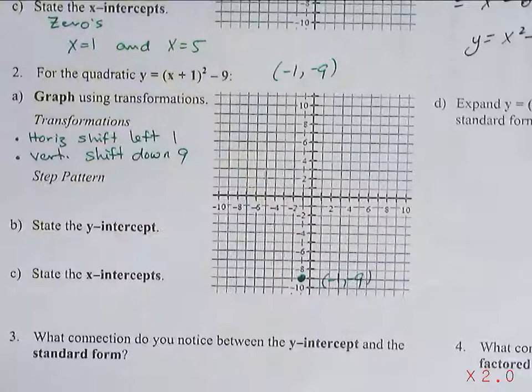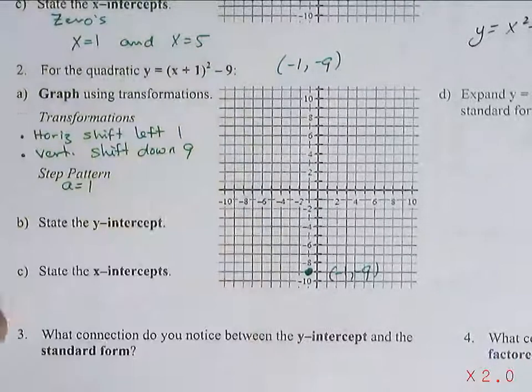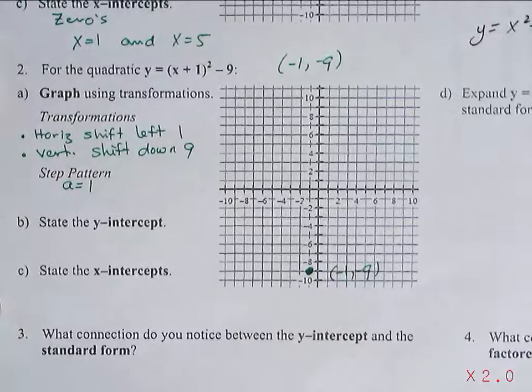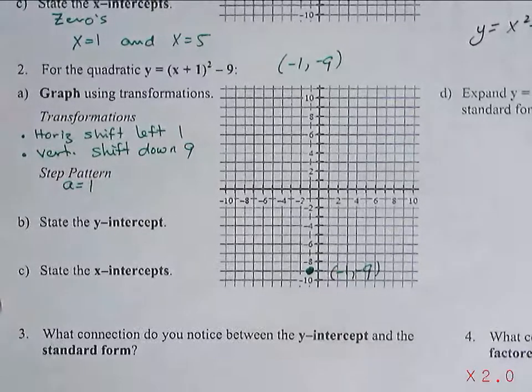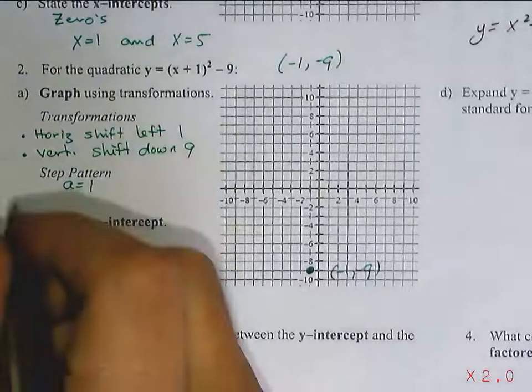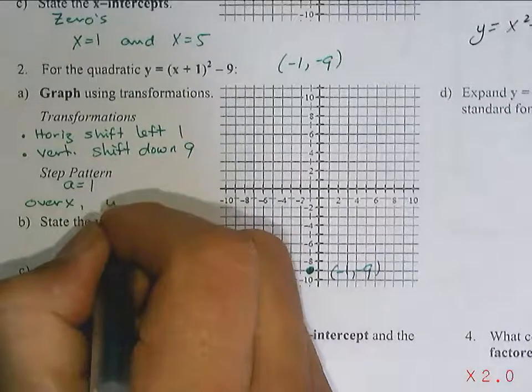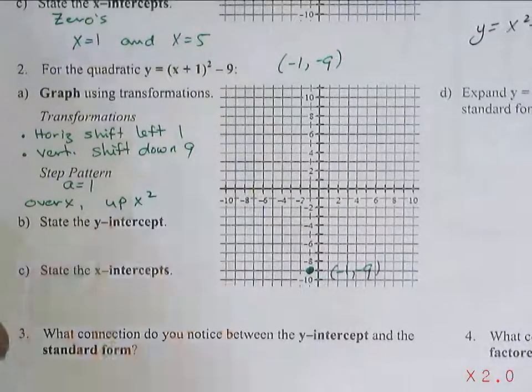Step pattern, once again, a equals 1. So there's no stretch, no compression. So it's the same shape, and that word is congruent. It's congruent to y equals x squared, which means you go over x, and we're going to go up x squared.